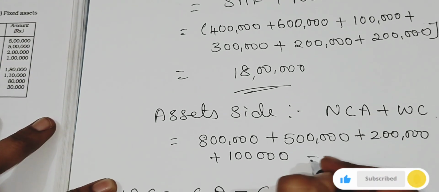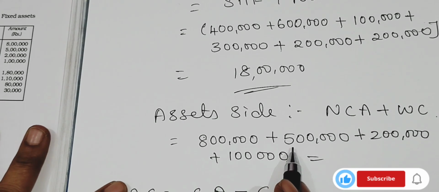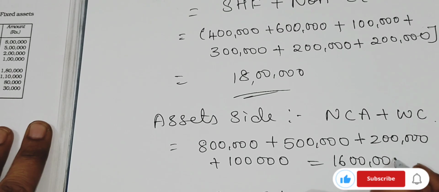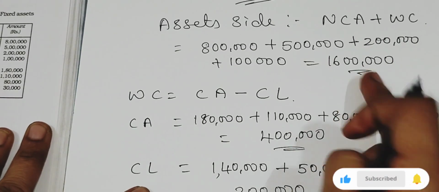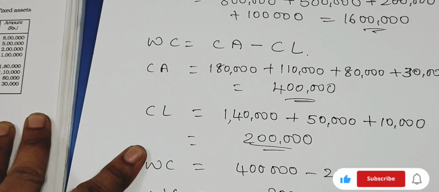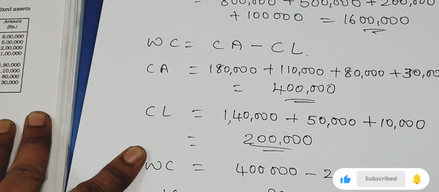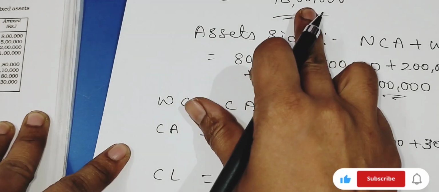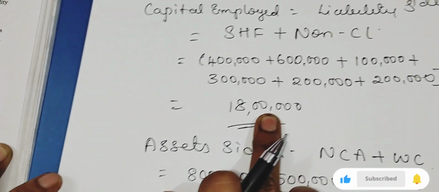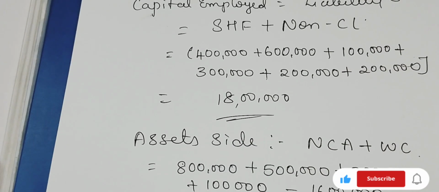So what was our total non-current asset? Non-current assets are 8 lakh plus 5, 13, 14, 15, 16. 16 lakh. Now 16 plus 2 lakh. The total asset side capital employed is 18 lakh. See, whether we try with the liability side or the asset side, the answer will be the same. 18 lakh, 18 lakh. Now we have capital employed and working capital also.